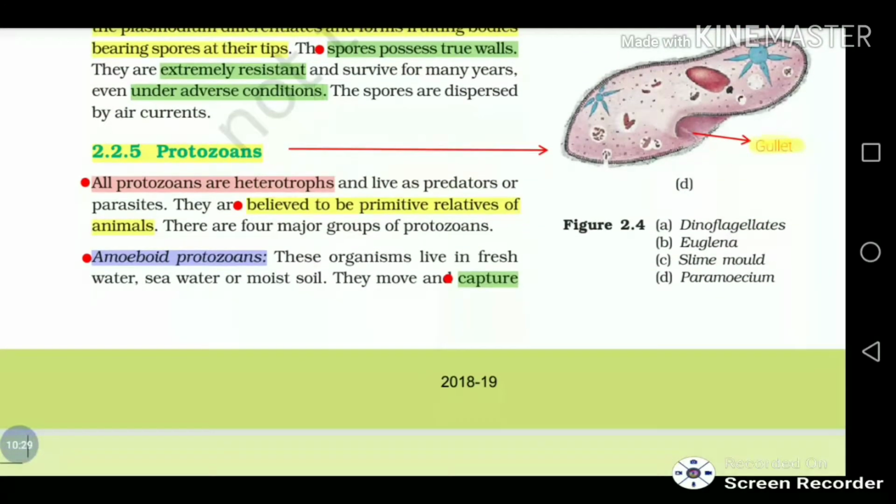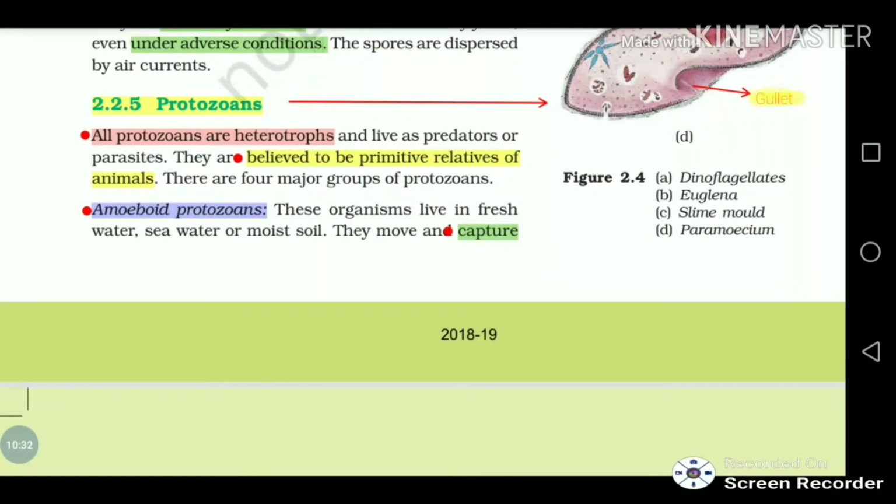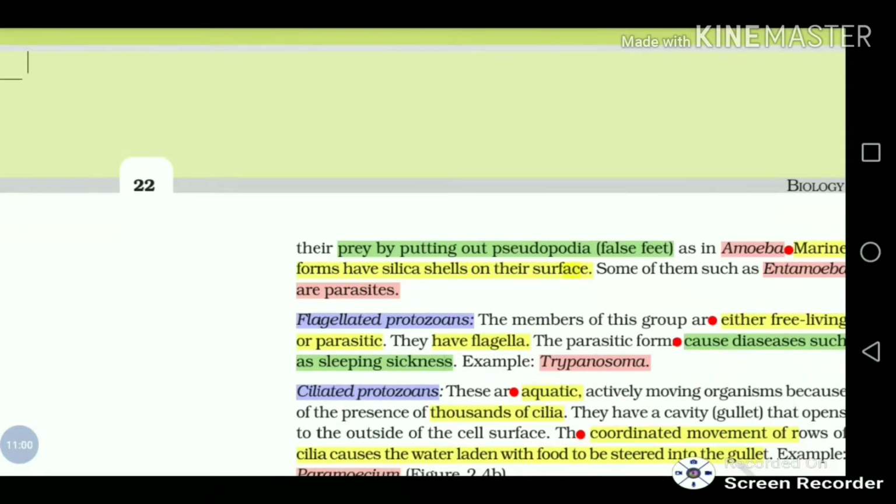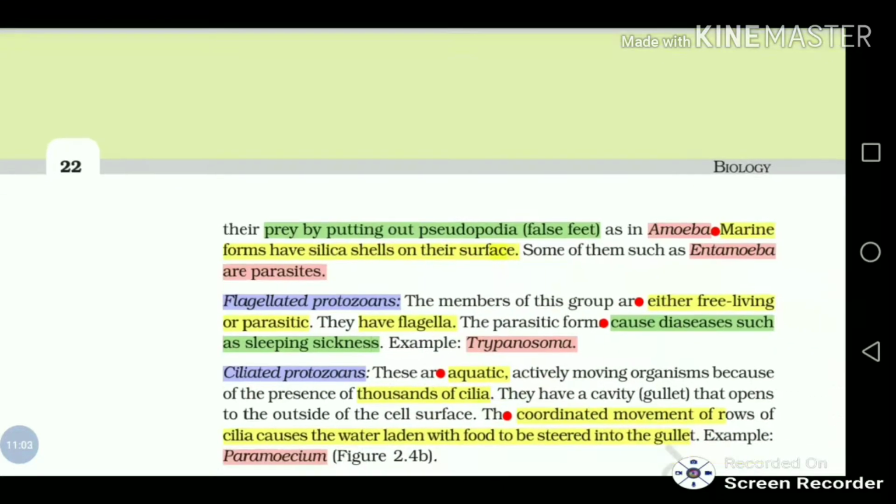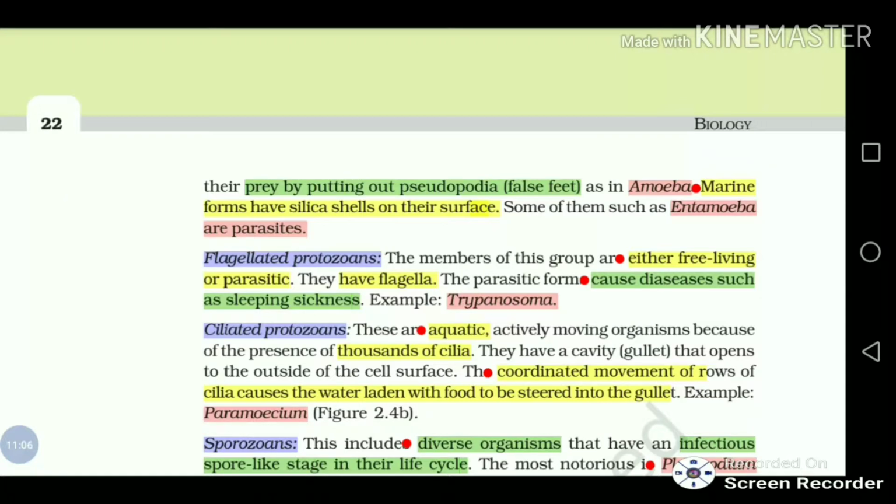The fifth group of Protista is the Protozoans, and all Protozoans are heterotrophs and are believed to be the primitive relatives of animals. There are various types of Protozoan. The first type is the amoeboid Protozoan. Of course, you know that it is classified based on the locomotory organ. So amoeboid Protozoan means pseudopodia is the locomotory organ. Hence, they capture their prey by putting out their pseudopodia or false feet. And amoeba is an example of it.